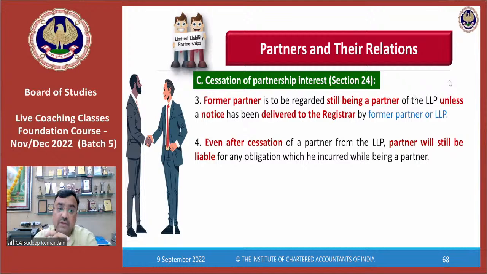Even after cessation of a partner from LLP, the partner will still be liable for any obligation which is incurred while being a partner. For example, the partner has retired from LLP on 30th September. Then he will be liable for all the acts done up to 30th September. Until he was a partner, all liabilities will be his. After the partnership ends, you cannot say that you leave and your liability ends. No, he will be liable for the period in which he was the partner.